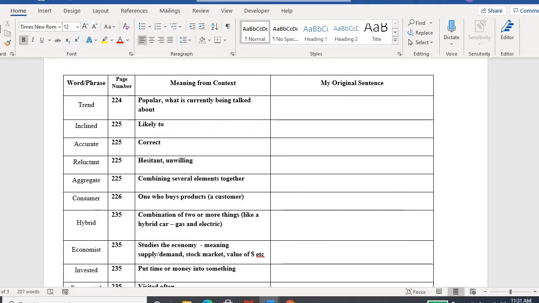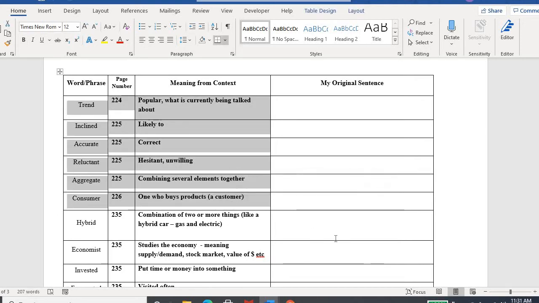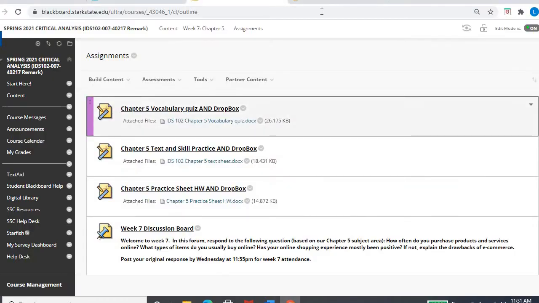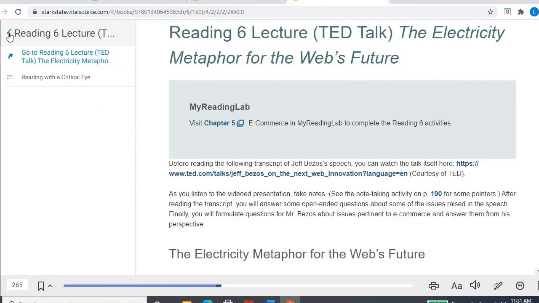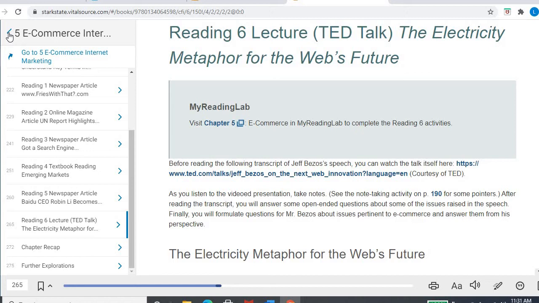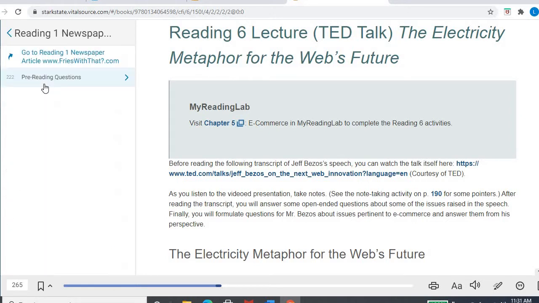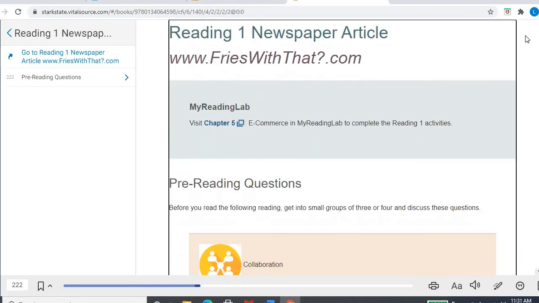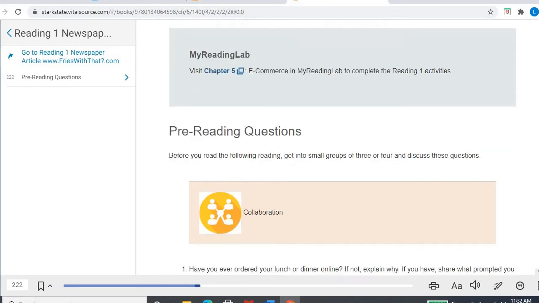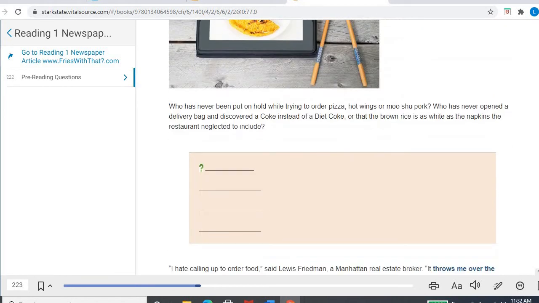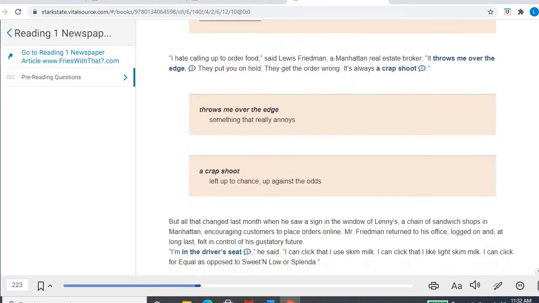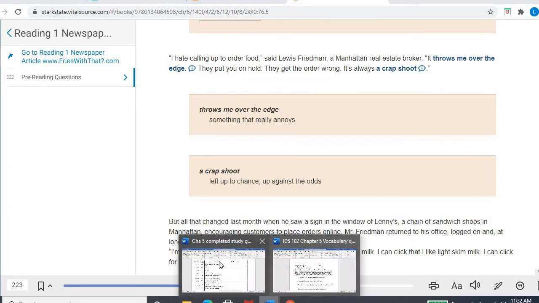On the first side of this, we have the words trend down to consumer. These are all coming from the same selection. If I get into our textbook, these come from the reading we already discussed, hopefully, if you've already watched the text and skill practice sheet video: the "Would You Like Fries With That?" reading, www.frieswiththat.com. This is where this first set comes from. As we read through it in the previous video for this week, you would have seen these words already. But let's go ahead and talk about them.